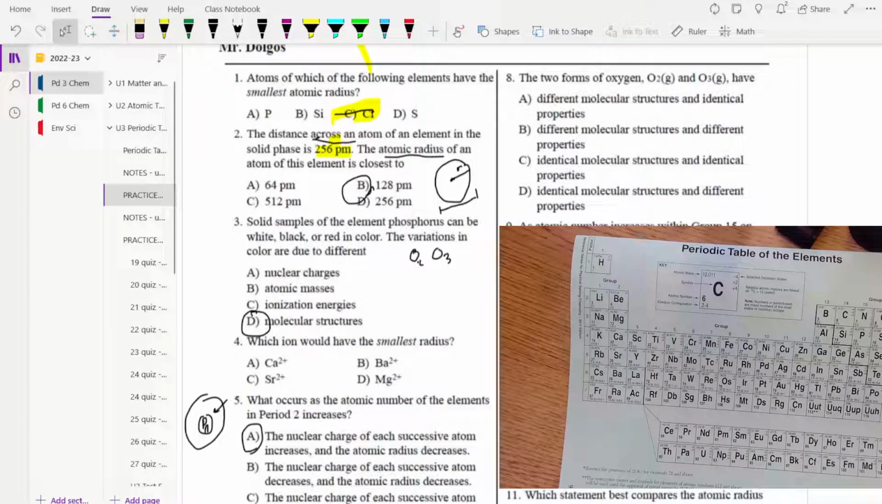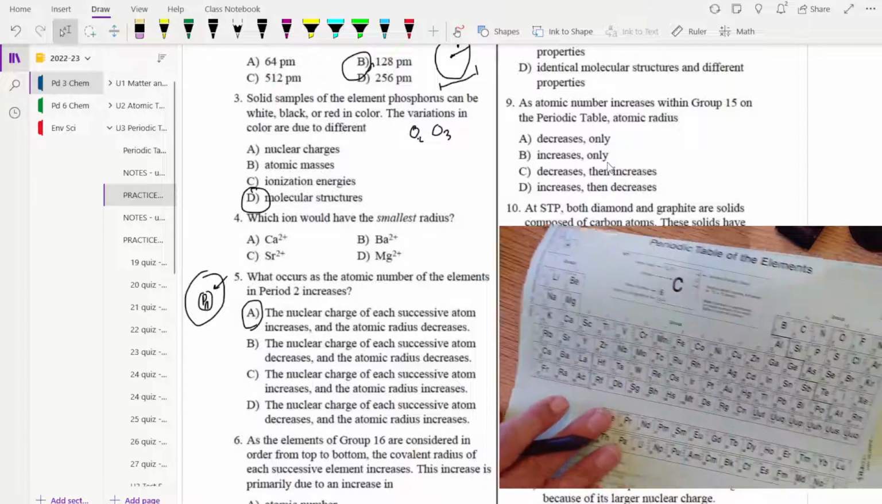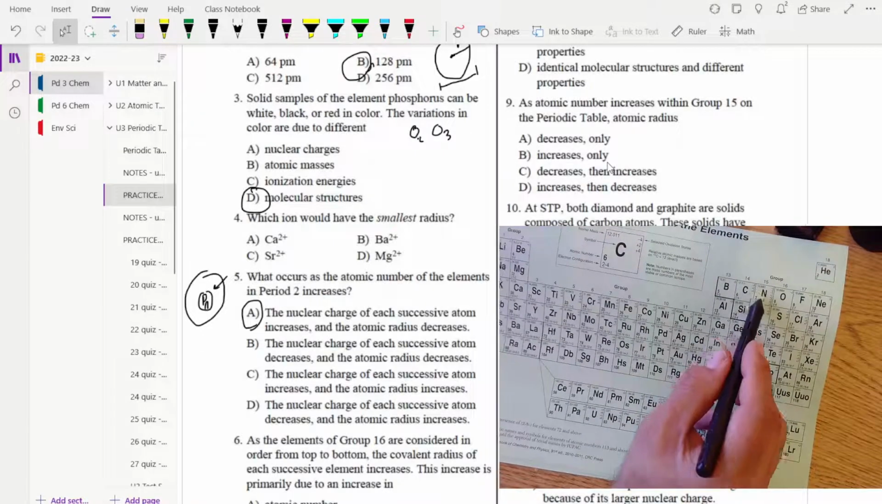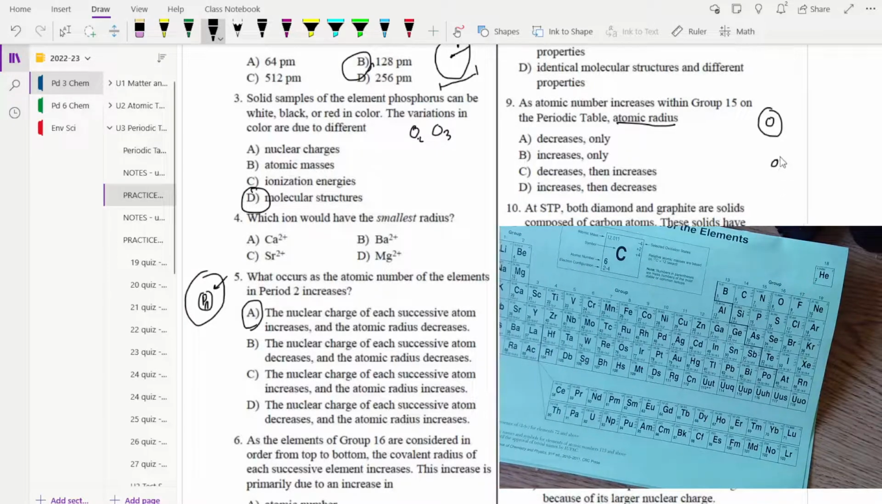And let's move on. Number 9: the atomic number increases within group 15 on the periodic table. So we take a look at group 15. Remember, groups go up and down. So as we go from 7 to 15 to 33, it's asking about atomic radius. What does the atomic radius do? Well, with each additional shell, for example in group 15, nitrogen has 2 shells, or 2 orbitals, but then phosphorus has 3 orbitals.